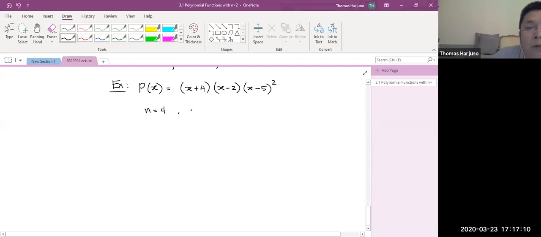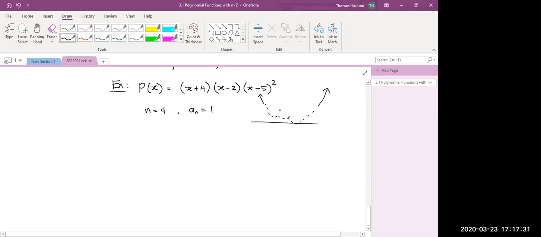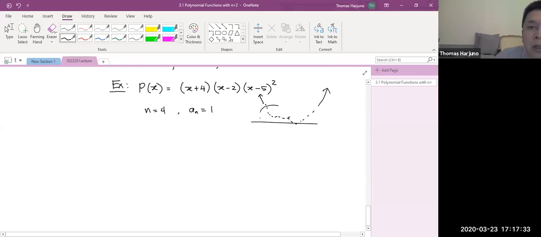So the degree is 4. The leading coefficient a sub n is equal to 1. So the far end behavior we expect will start from positive infinity. We don't know what happens in between, right? But we know at the end it will go to positive infinity too. Everybody okay with this? Now, what we want to do right now is to fill in the details of what happens in between.